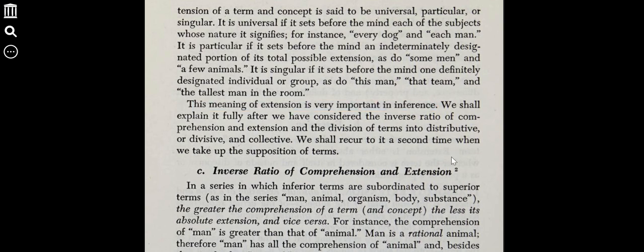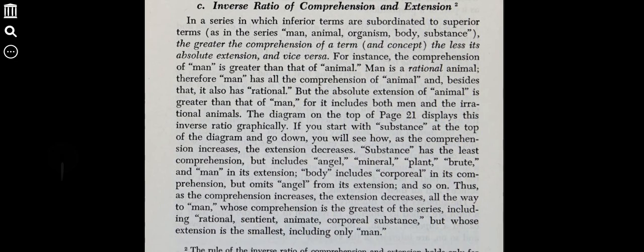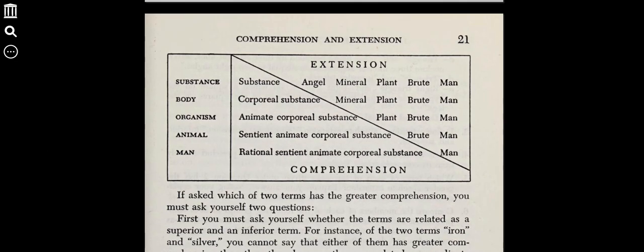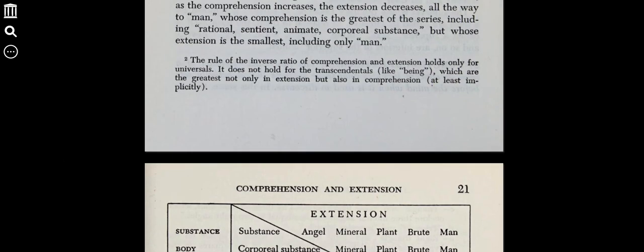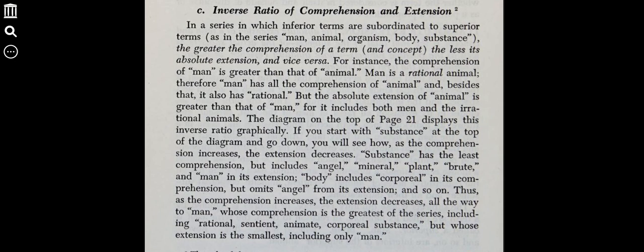Okay. And then we can think about the inverse relation of comprehension and extension. I really like this diagram. It's pedagogically useful, showing that, as a rule, there's an inverse relationship between comprehension and extension. So let me just read a little bit of this, and then we'll look at the diagram. In a series in which inferior terms are subordinate to superior terms, as in the series man, animal, organism, body, substance, the greater the comprehension of a term and concept, the less its absolute extension, and vice versa.